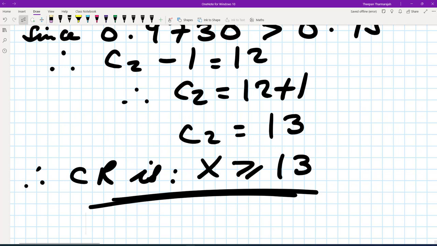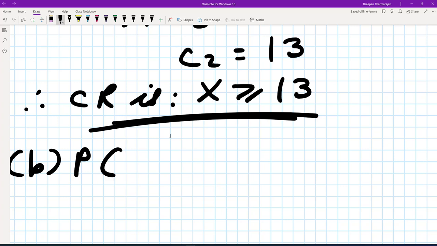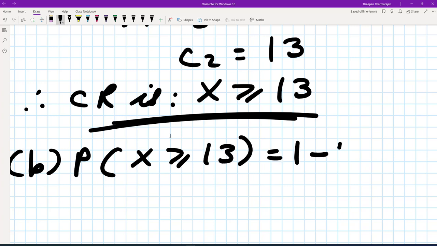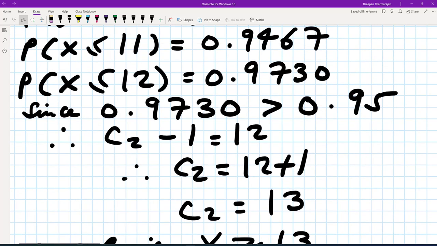So now for part B, it says to calculate the actual significance level of the test. This is what's known as a type 1 error in chapter 8. A type 1 error is when you reject the hypothesis when it's actually true. So in our case, it's the probability that X is greater than or equal to 13. In our case, 1 minus the probability that X is less than or equal to 12. So in our case, 1 minus 0.9730.